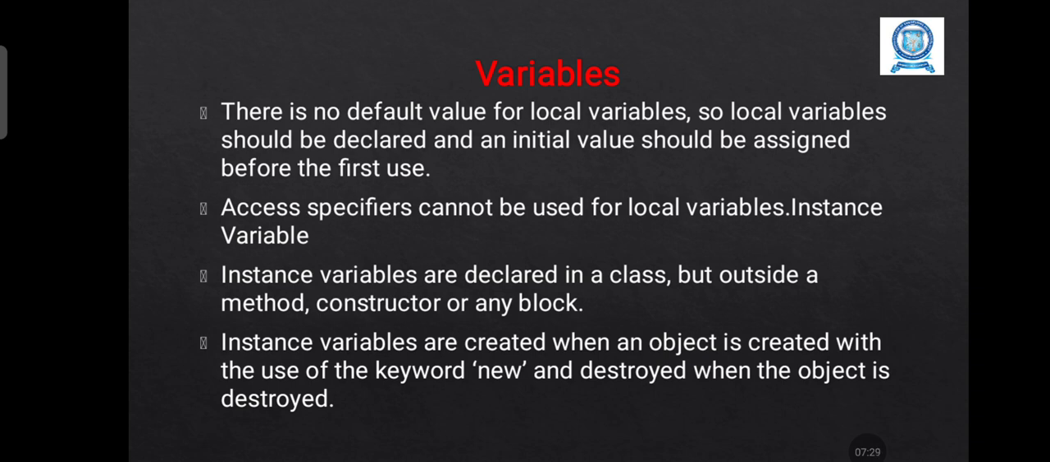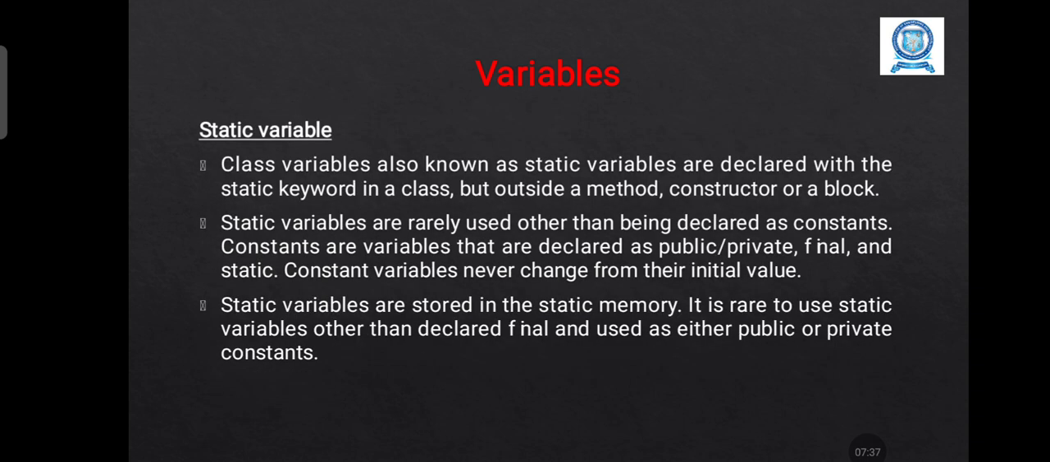Instance variables are declared in a class but outside a method, constructor or any block. Then static variables are static if we define it with the keyword static. It can be declared outside a method, constructor or a block.